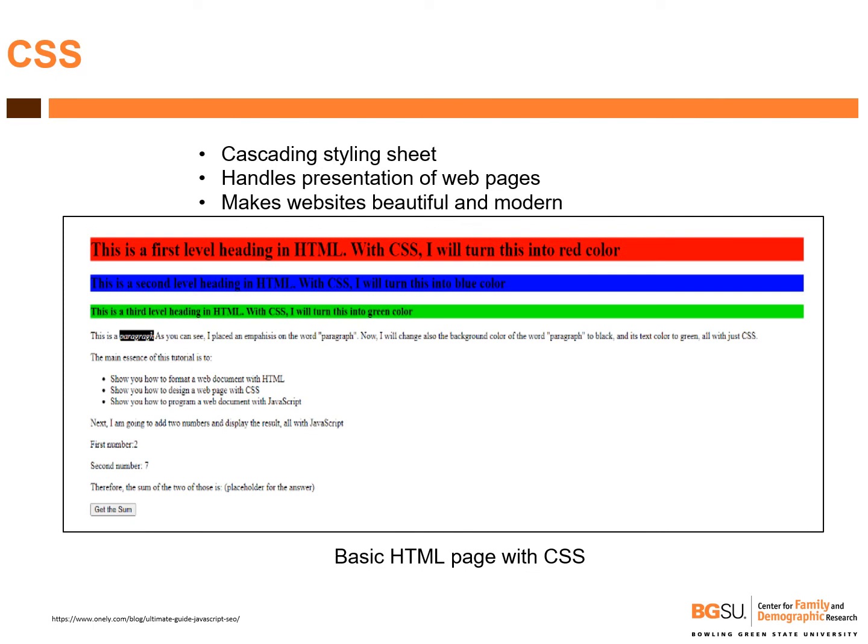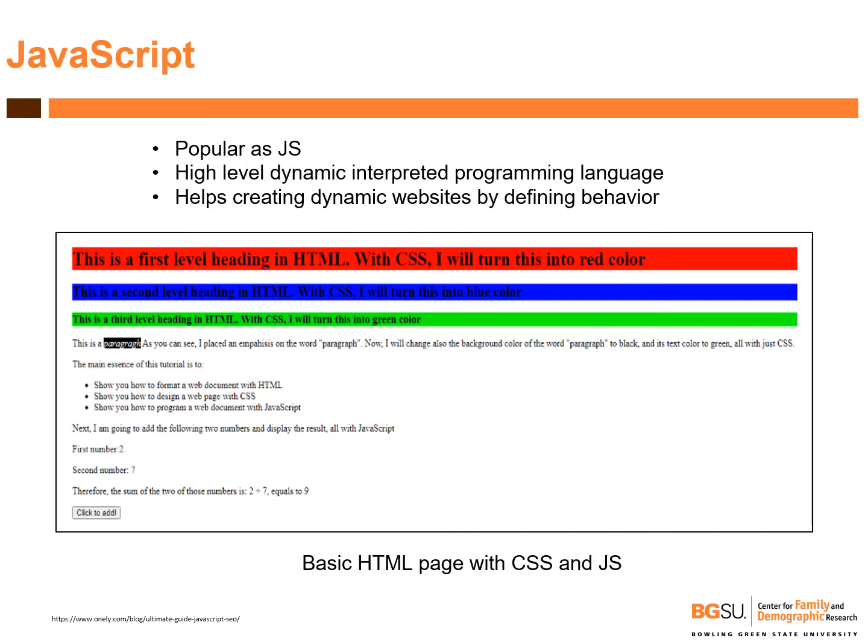To make the website more beautiful and modern, CSS is used. CSS is defined as Cascading Styling Sheet. As you can see, we have highlighted some of the lines from our previous HTML page. Until now, we have a page with some highlighted lines. We want to find the sum of two numbers. In our HTML page, here you can see we have two numbers, but in the previous page you saw that it didn't give us any sum.